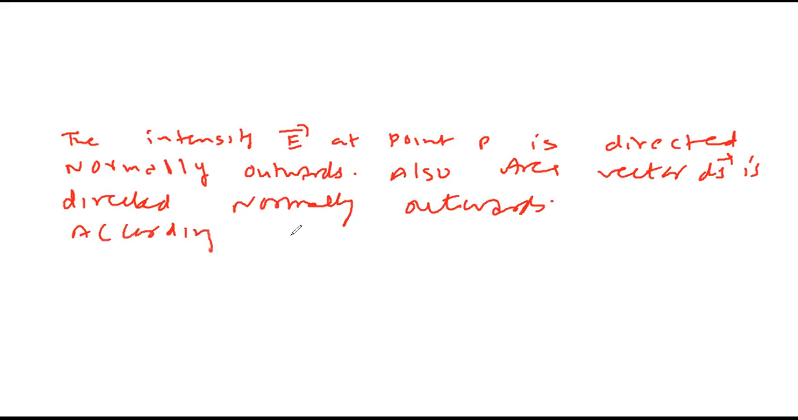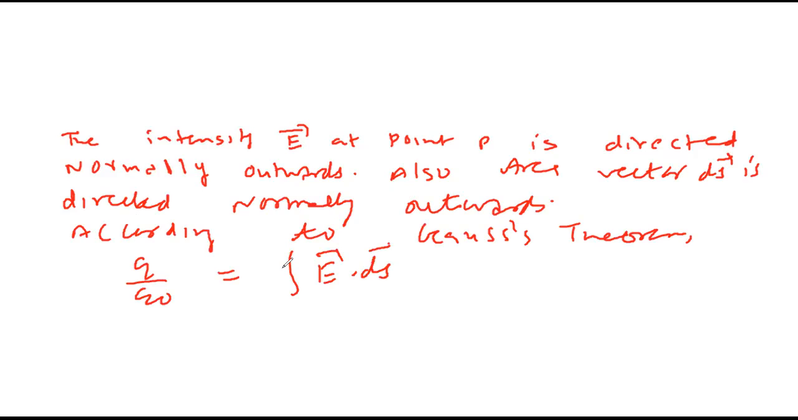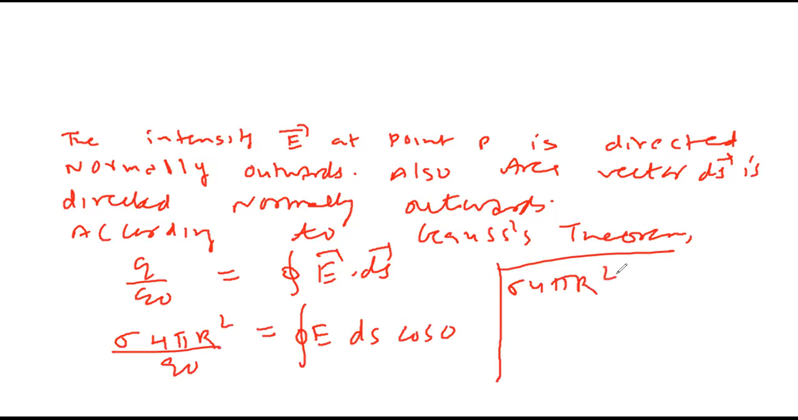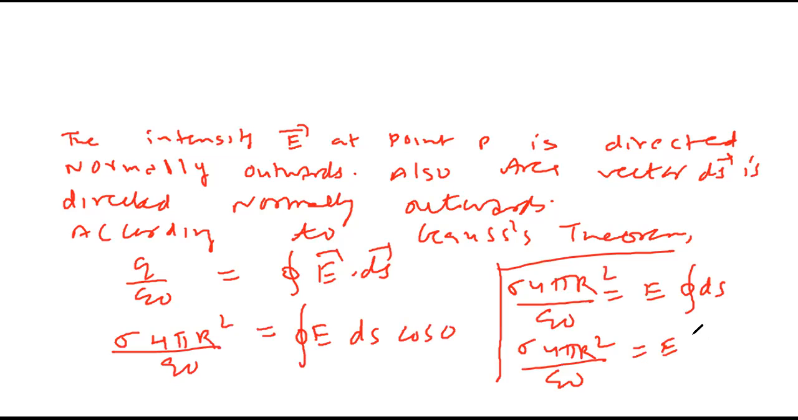According to Gauss's theorem, Q upon epsilon naught equals E bar dot dS bar over the complete surface. So Q is sigma into 4 pi R square upon epsilon naught, equals E dS cos 0 over the complete surface. Therefore, sigma into 4 pi R square upon epsilon naught is E into area. What is the area of the Gaussian surface? Can I write 4 pi small r square? Yes, sir. Then we write 4 pi small r square. So 4 pi cancel.